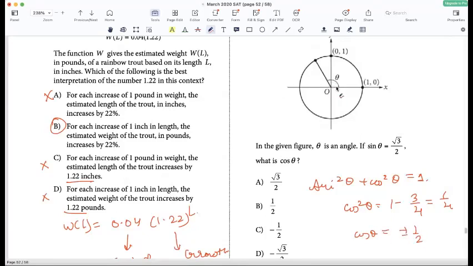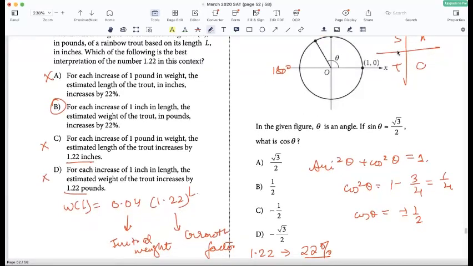Now, this angle is in the second quadrant, right? It is between 90 and 180 degrees. And as per the ASTC rule, in the second quadrant, cos is negative. So here, cos theta will be -half, option C.